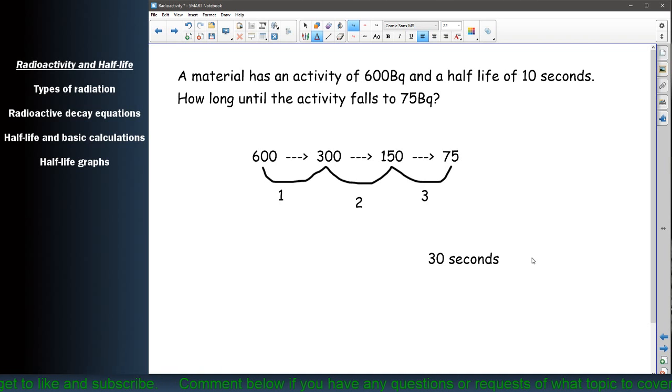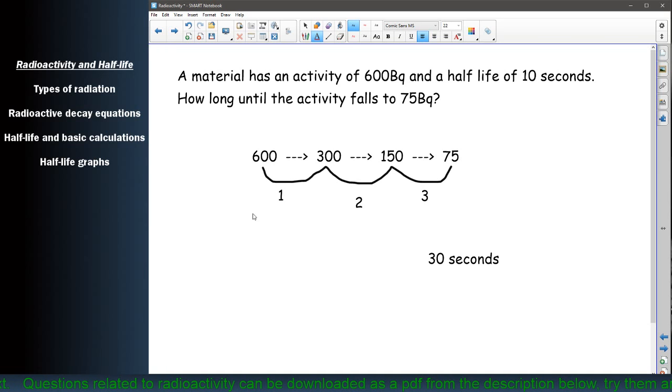Now you might have to do that backwards. You might have to say a material has been sat in the lab for 30 seconds. It now has an activity of 75 becquerels and a half-life of 10 seconds. What did it have 30 seconds ago? And then you go, well, if I have 75 now, then 10 seconds ago I had 150, and 10 seconds before that I had 300, and 10 seconds before that I had 600. There's no massive equation required here, though there is an equation that tells you how to do this. We'll do that at A level.